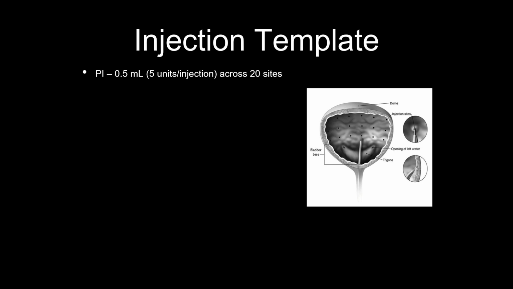So, to KK's question, you're stealing my thunder. What does the package insert say? When we did the FDA trials, we were doing 20 injection sites, 0.5 cc each, of either placebo or botulinum toxin. There's no reason to do all those sites.